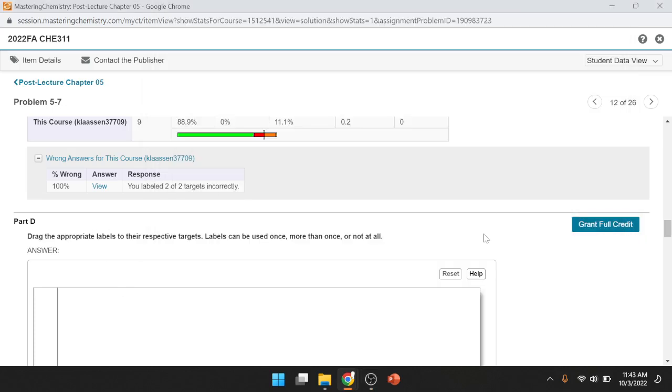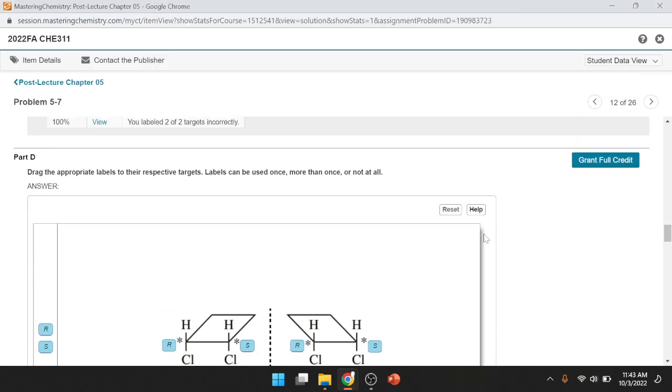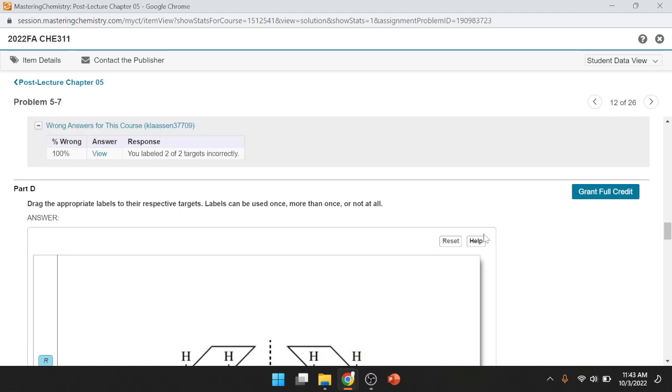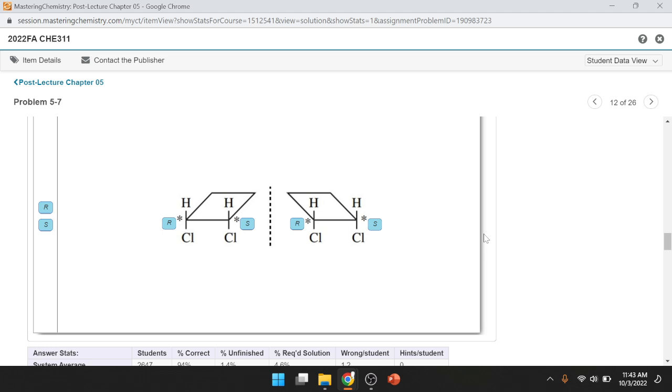All right, so drag the appropriate labels to the respective targets. Labels can be used once, more than once, or not at all. And so what we're doing here is we're labeling these R or S. In these, we're having a bit of a problem. That is that these H, they're oftentimes not on the back, are they?